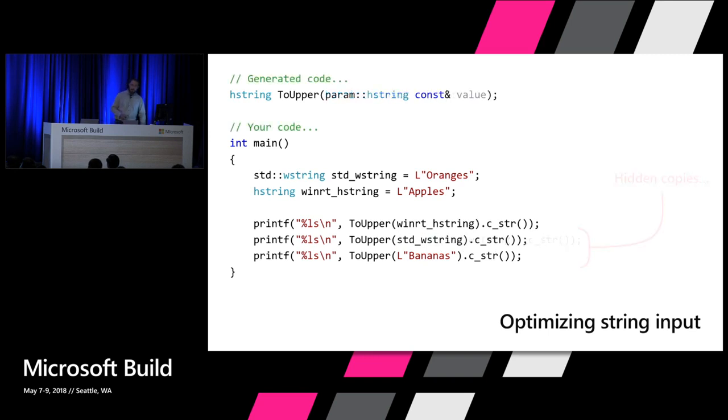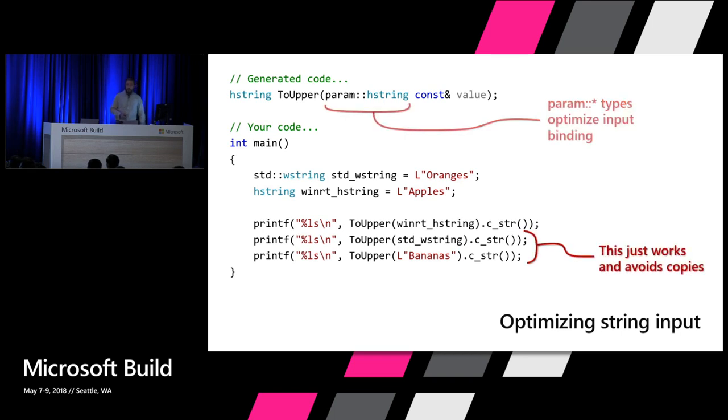So what we've done in the generated code, and I want to stress that this is in the generated headers, we use a set of param types. And these are specifically to optimize input binding. So all of the input types, where there's a significant benefit, we provide these special types that'll do the parameter binding for you and optimize these scenarios. So the param::hstring will actually bind to a std::wstring. It knows the scope, it knows the lifetime, it understands how this should work, and it also works with a literal, and it avoids the copies for you.